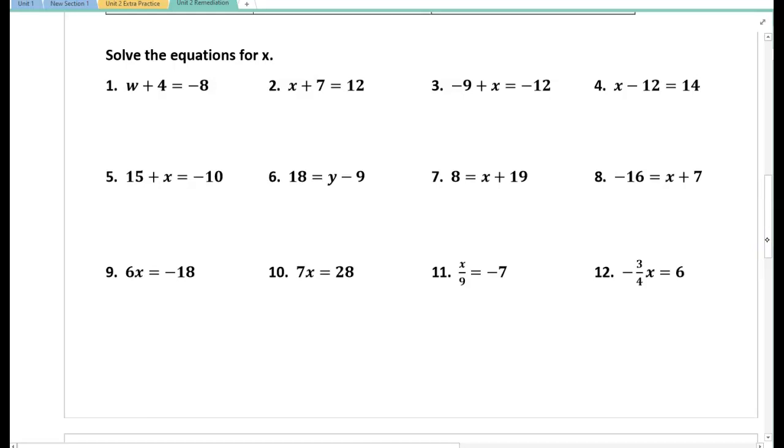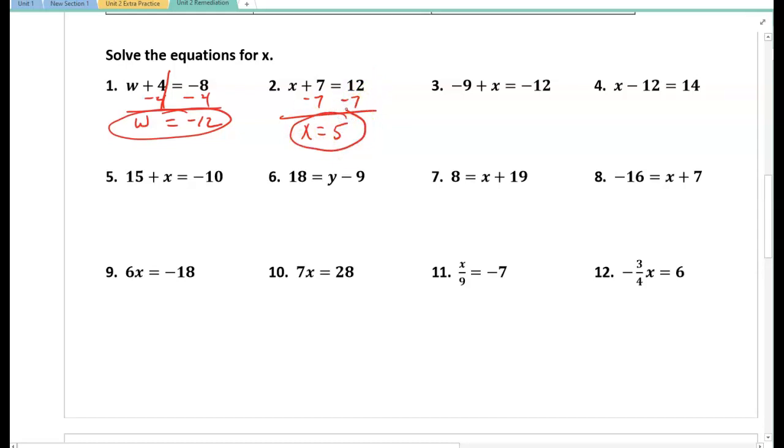So we're going to fly through some quick examples here. This one is w plus 4 equals negative 8. How do I get rid of 4? Since it's positive, I subtract it. What I do to one side, I do to the other. W equals negative 8 minus 4, which is negative 12. Number 2: x plus 7 equals 12, so how do I get rid of the 7? Subtract it. These should add up to 0. What I do to one side, I do to the other. 12 minus 7 is 5.